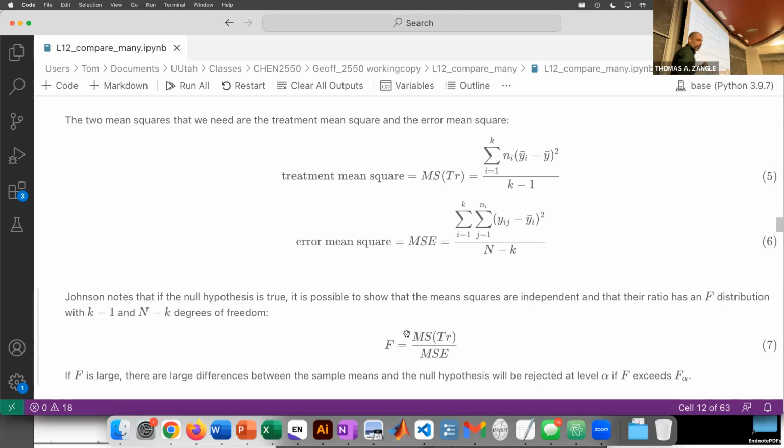Yep. So we haven't gotten to that yet. But we'll show what the F statistic is in just a second. Okay. Yeah. Good question though.